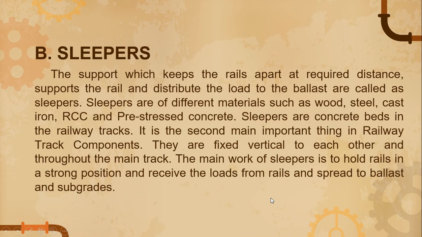Sleepers. The support which keeps the rails apart at the required distance. Support the rail and distribute the load of the ballast or cold sleepers. Sleepers are made of different materials such as wood, steel, cast iron, RCC, and prestressed concrete. Sleepers are concrete beds in the railway tracks. It is the second main important thing in railway track components. They are fixed perpendicular to the rails and throughout the main track. The main work of sleepers is to hold rails in a strong position and receive loads from the rails and spread to ballast and subgrades.